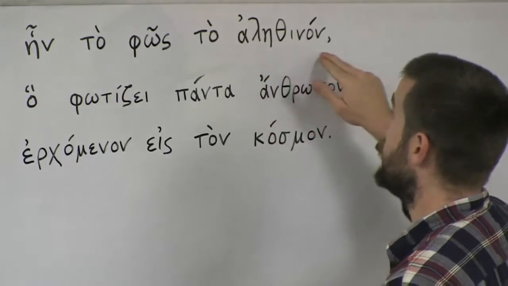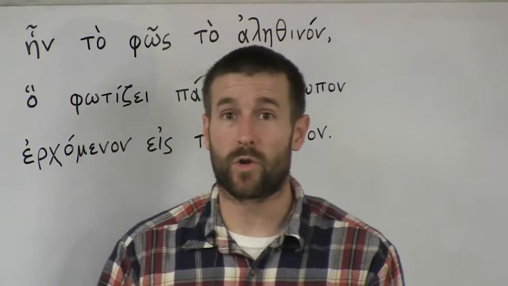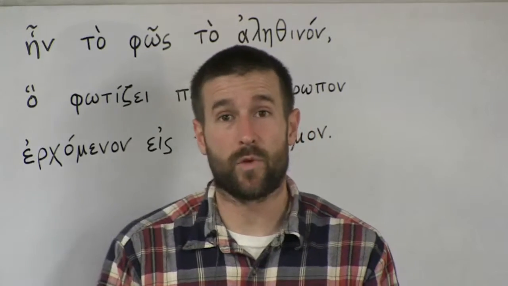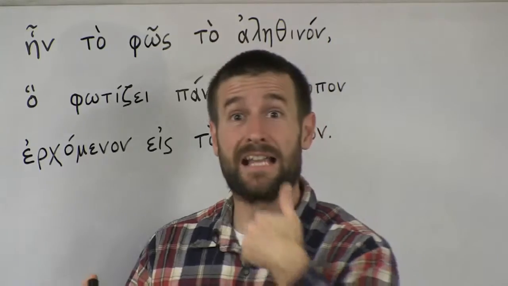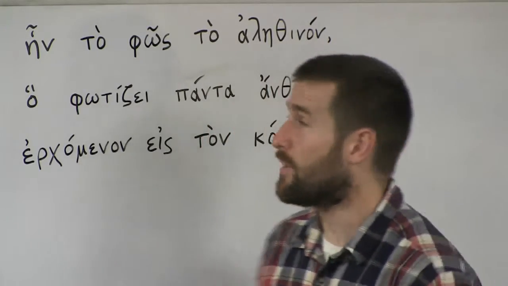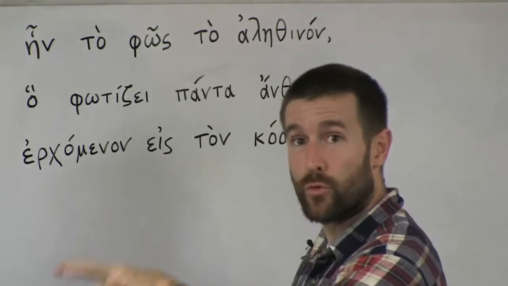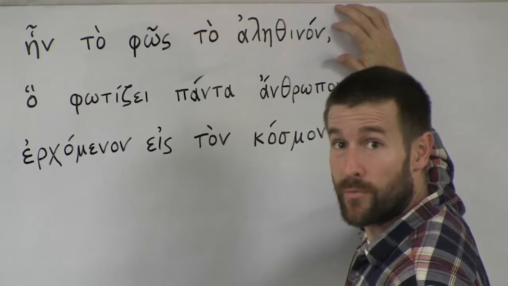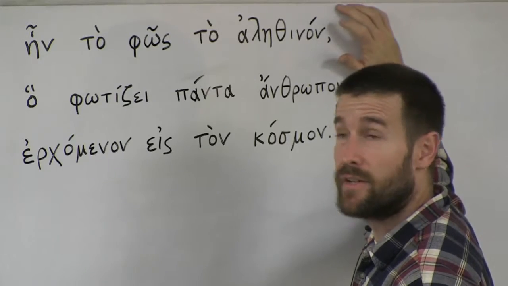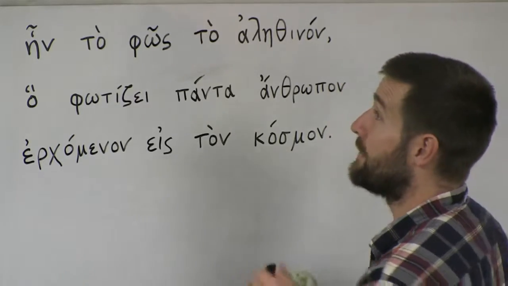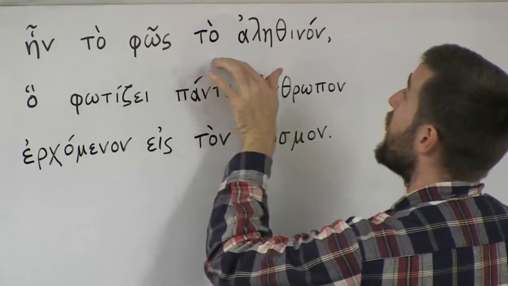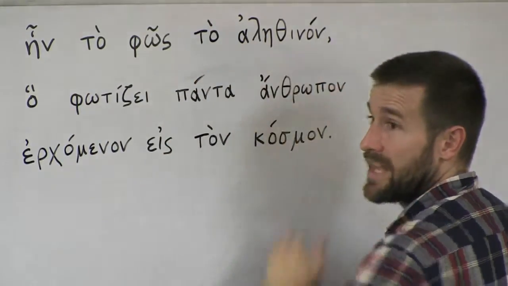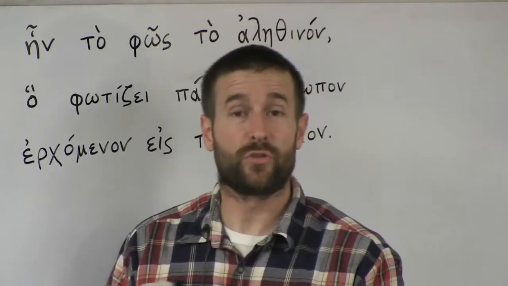Now, alithinon is another form of the word we keep seeing over and over again. In John 14:6, Jesus said, "I am the way, the truth," aletheia, the truth, "and the life." And we've seen other forms of the adjective true. This one right here is going to be our neuter form in the singular nominative case. So we have en to phos to alithinon. Was the light the true? And that's the Greek way of saying was the true light.